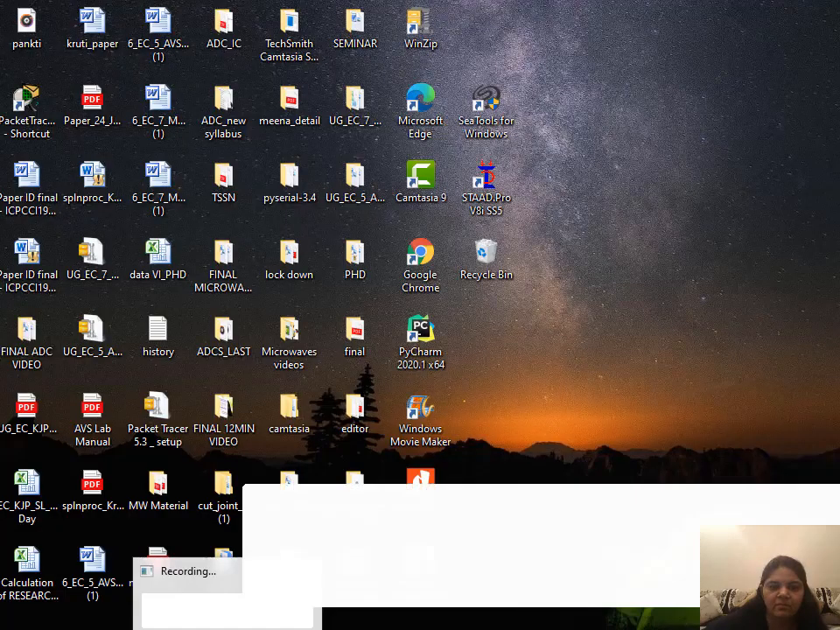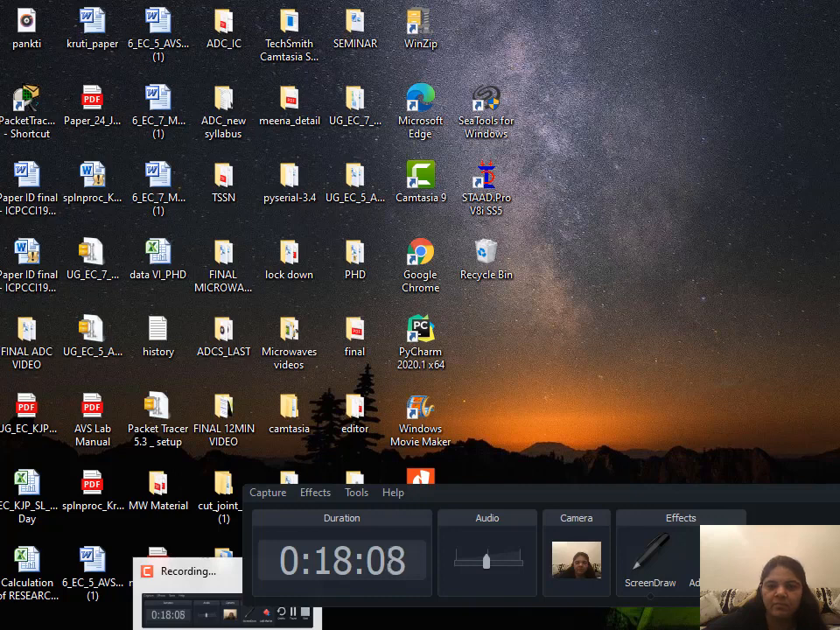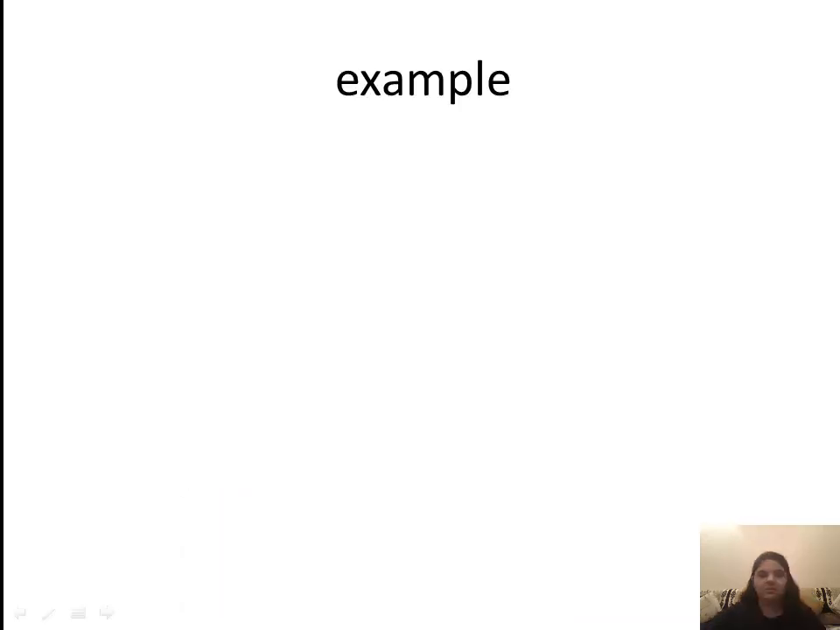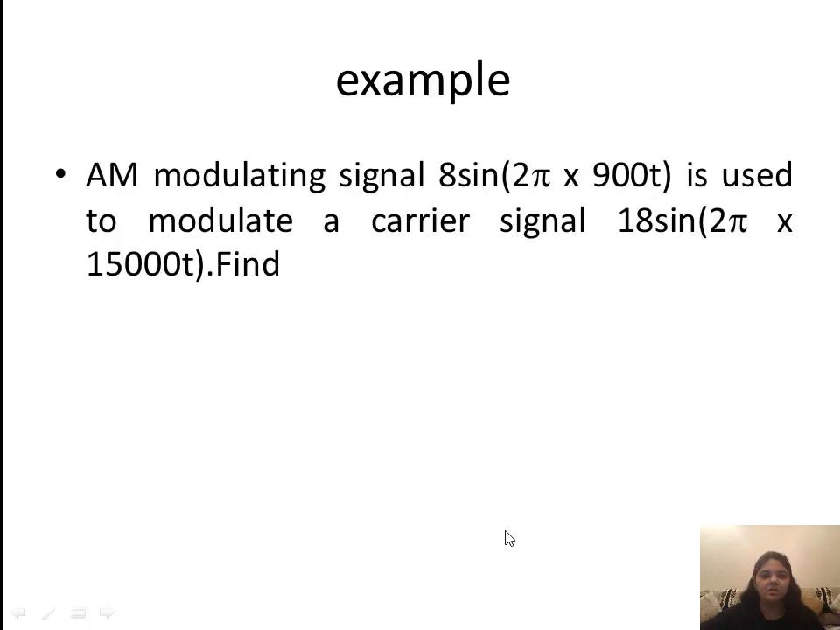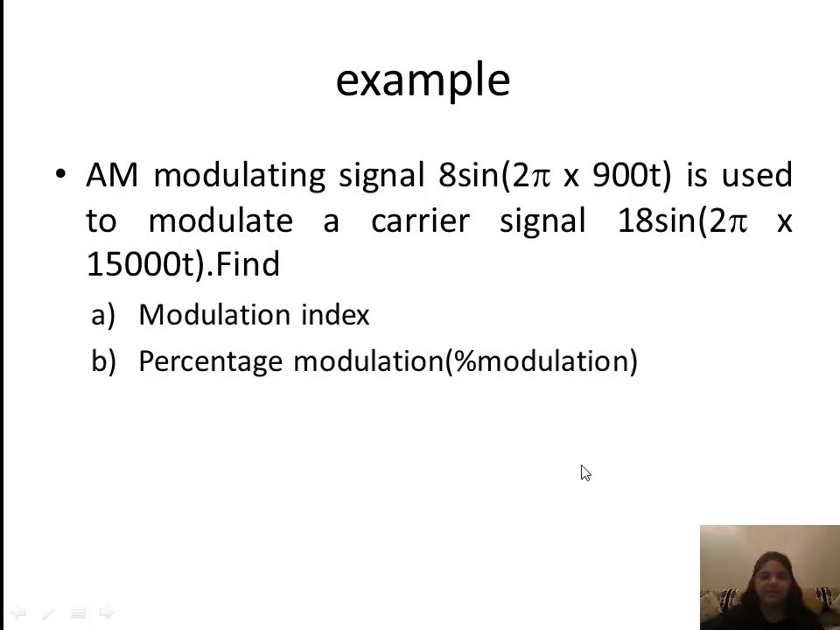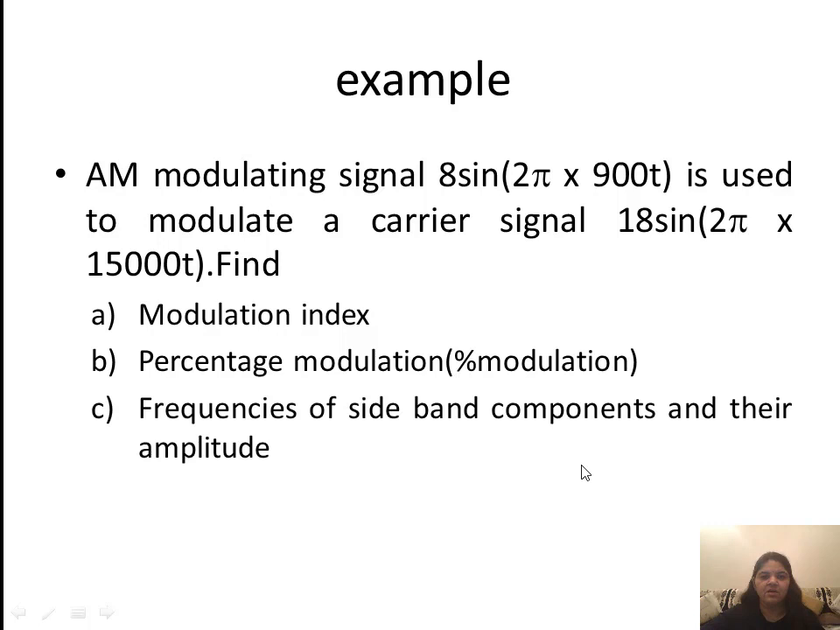Now, a modulating signal 8 sine 2 pi into 900t is used to modulate a carrier signal 18 sine 2 pi into 15,000t. Find the modulation index, percentage modulation, frequencies of sideband components and their amplitude, and draw the spectrum of the AM wave. These examples can be asked in the GTU exams.